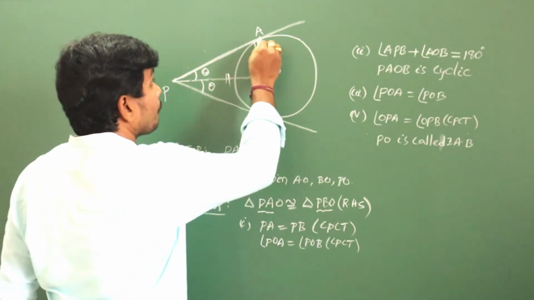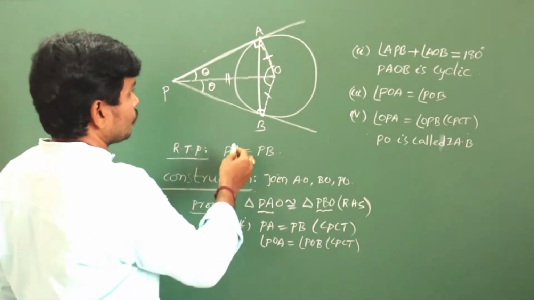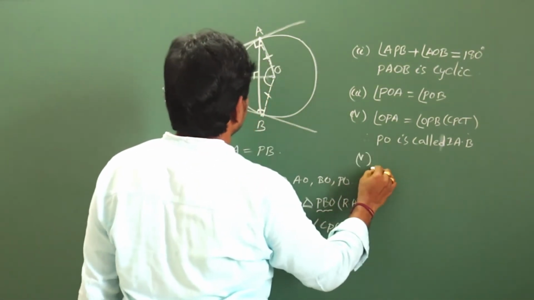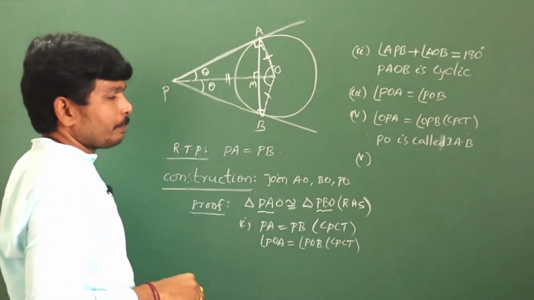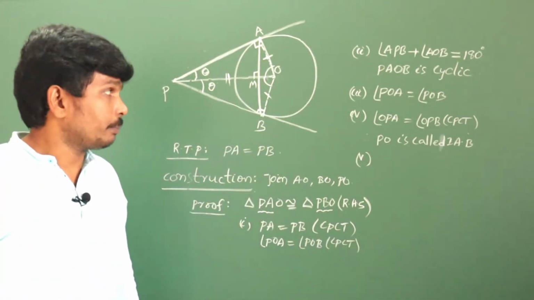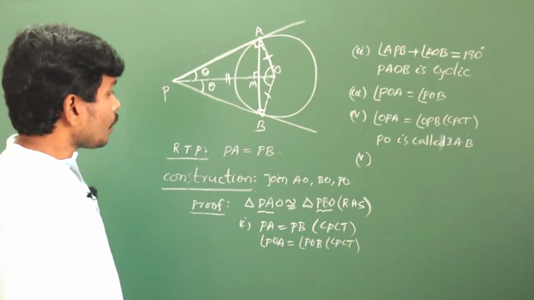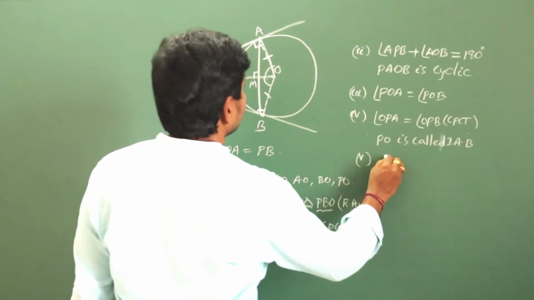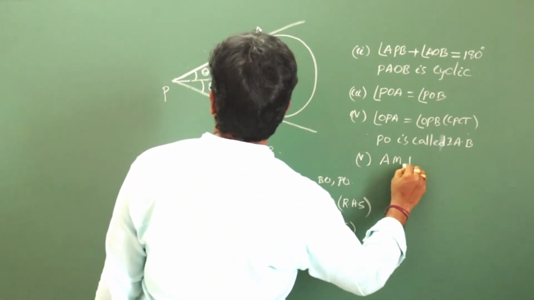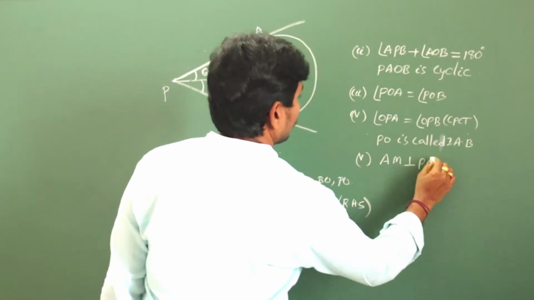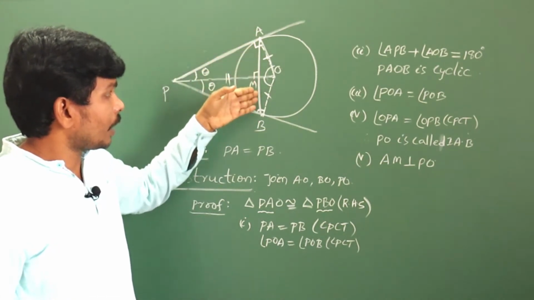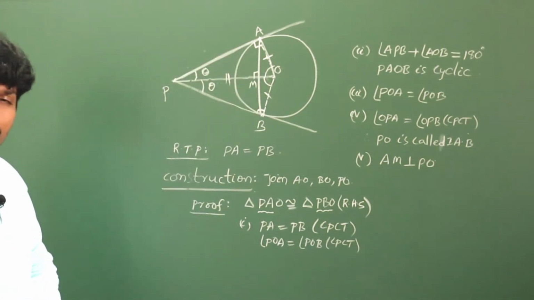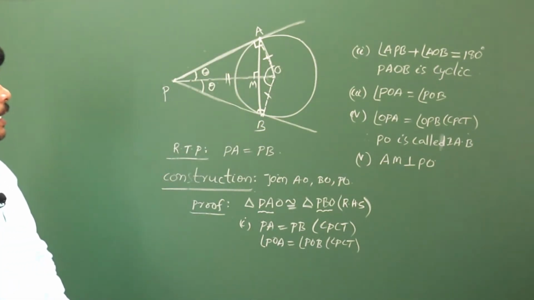Now join AB. Let's see what happens when we join AB. So fifth point, suppose you take the intersection as M. Now one more result here: AM is perpendicular to PO. This angular bisector is definitely perpendicular to the chord AB. Can we prove it? Yes, it can be proved easily.